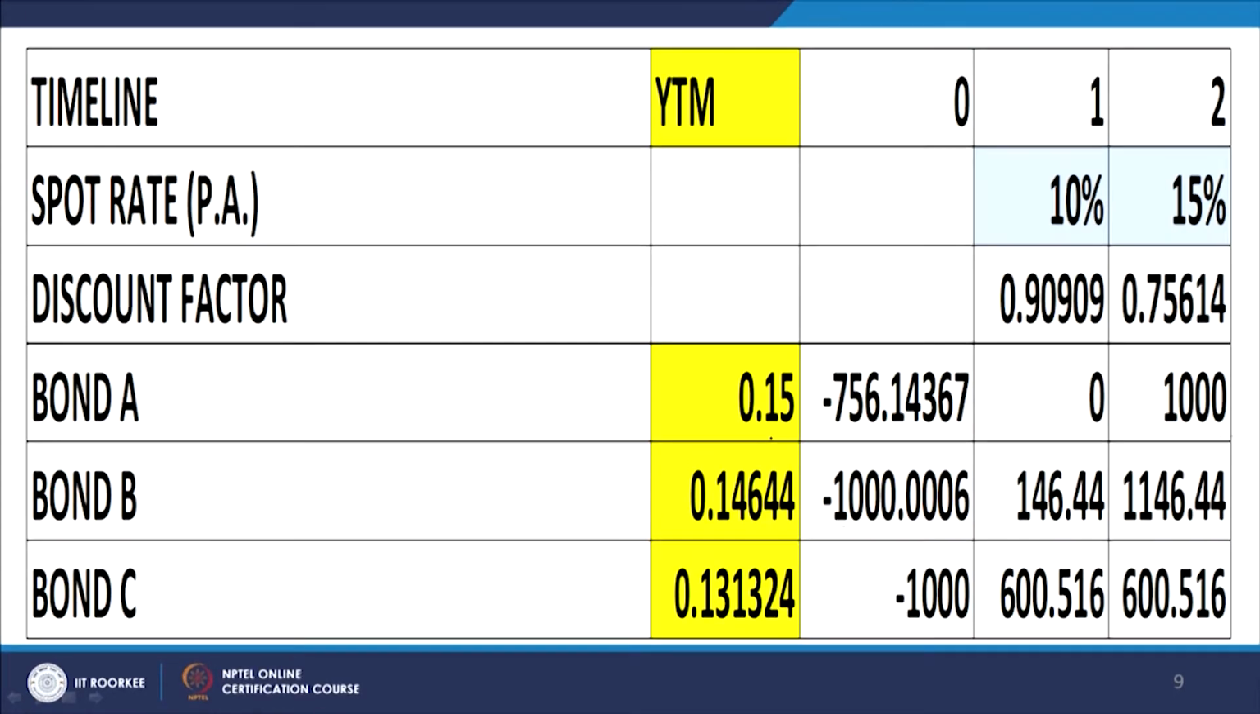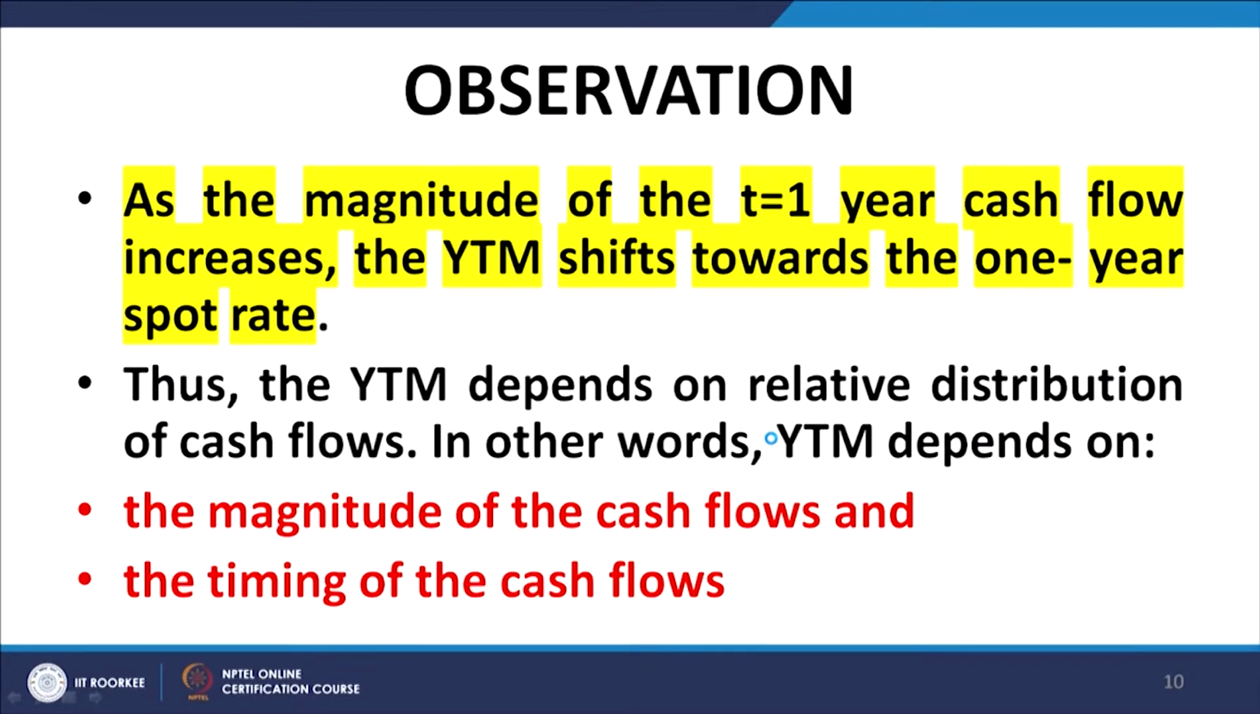Greater is the proportion of cash flows in the first year, greater is the tilt towards the first year of the YTM figure. Thus, the YTM depends on the relative distribution of cash flows. In other words, YTM depends not only on the magnitude of the cash flows but also on the timing of the cash flows. We will see that through explicit examples.